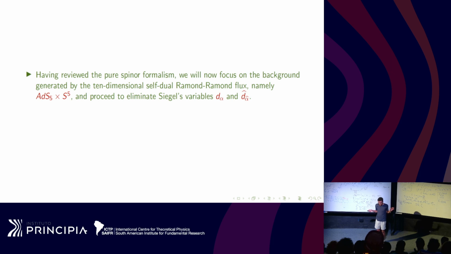Now we have reviewed the pure spinor formalism. We will now focus on the background generated by the 10-dimensional self-dual Ramond-Ramond flux, namely AdS5 x S5, and proceed to eliminate Siegel's variables d alpha and d alpha hat.